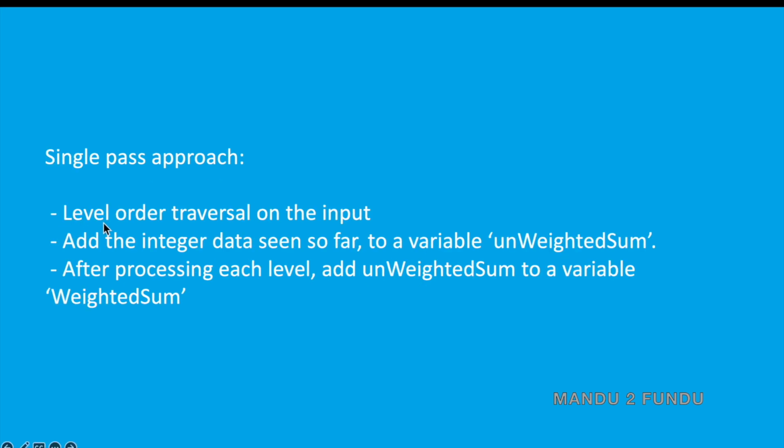Efficient way to solve this problem is by doing level order traversal on the input. We keep track of the unweighted sum of all the integers we have seen so far. After processing each level, we have to add the unweighted sum once to the variable weighted sum. This addition operation is equal to increasing the weight of the integers seen so far by 1.